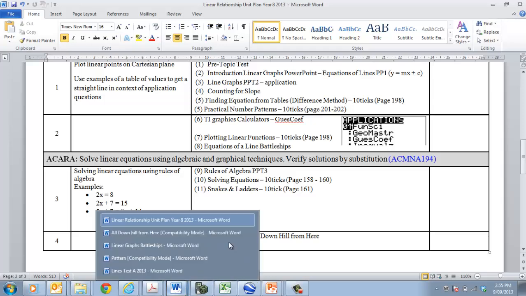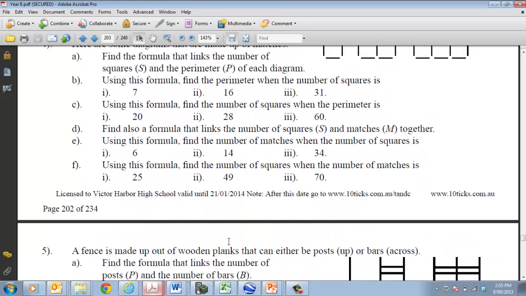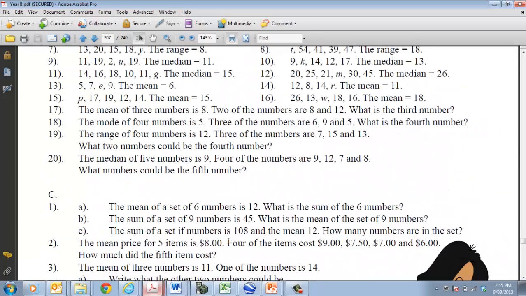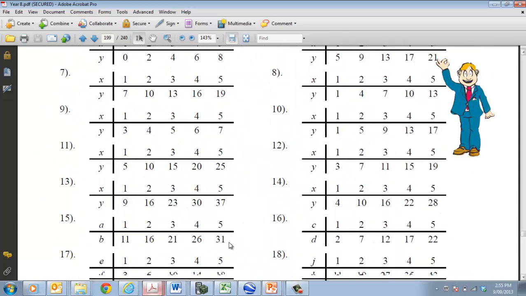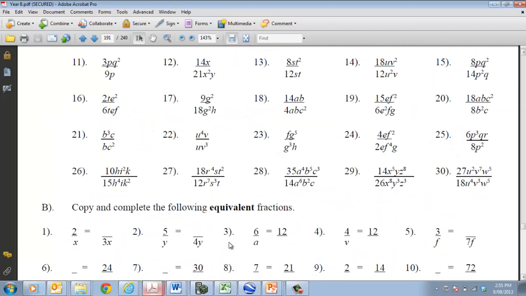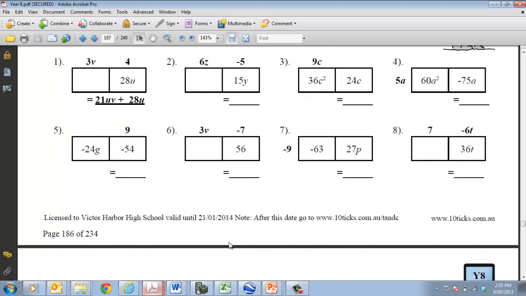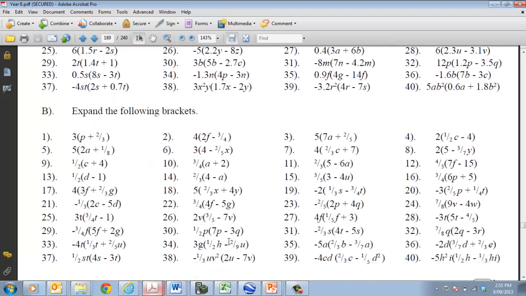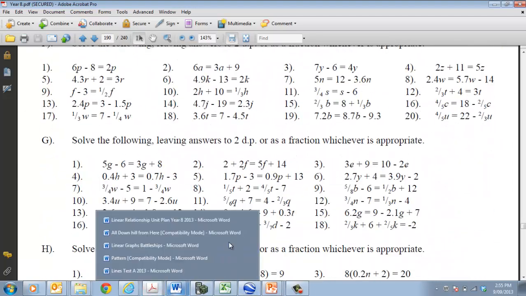Solving equations, there's a whole heap of these solving equations in 10 ticks. So if you go to the 10 ticks website, you've got the reference to the questions. Actually, they're up a bit higher, I think. Sorry. There's a whole heap, and they're in the algebra section. I think I've got the reference to the pages anyway, but you have a look at them. I certainly wouldn't be doing all of them, but it's a bit of fluency for the kids. They need to be able to practice that.